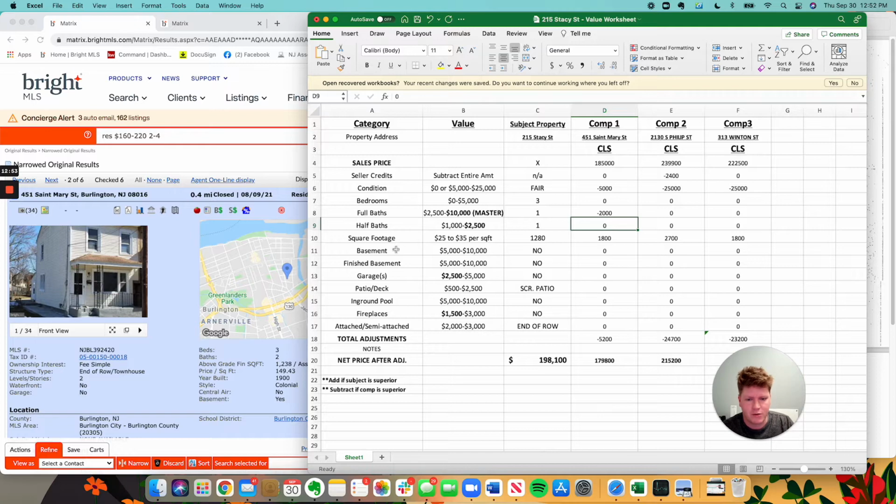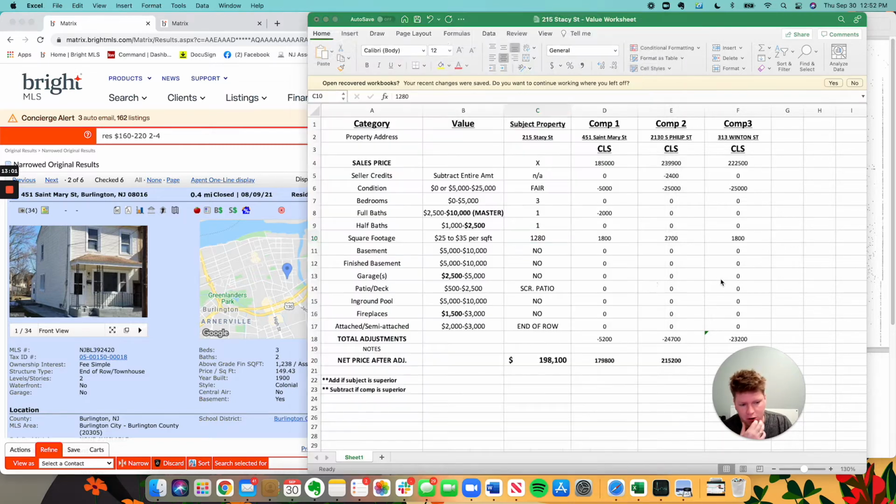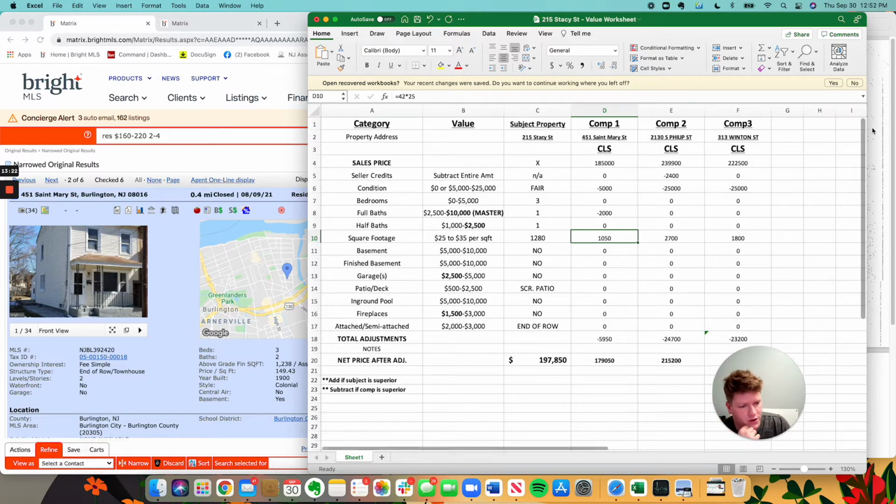So square footage is 1,280 on ours, and it's 1,238 here. It's a small difference, but I'm still going to use it because our property is bigger. I'm going to figure out what the difference in square feet is exactly, and it's 42. So I'm going to do equals 42 square feet times $25 per square foot, hit enter, and I get $1,000. We added $1,000 to ours for the square footage difference.